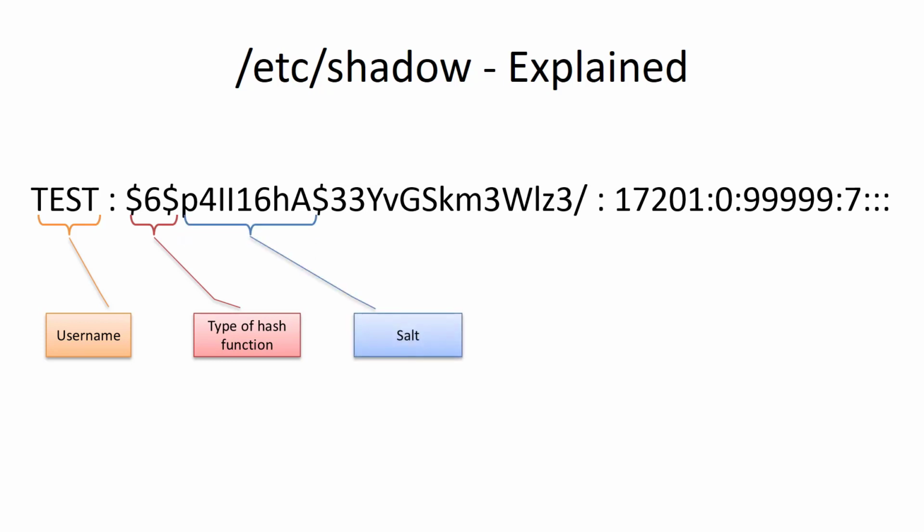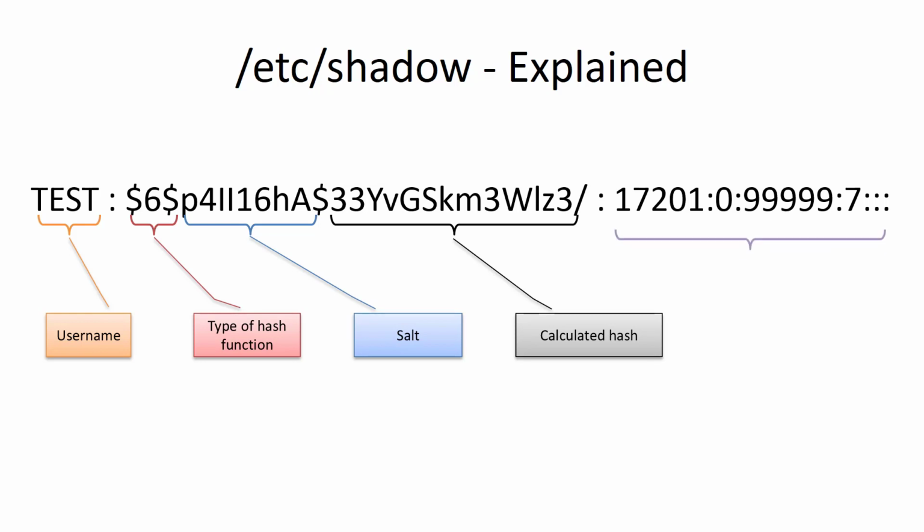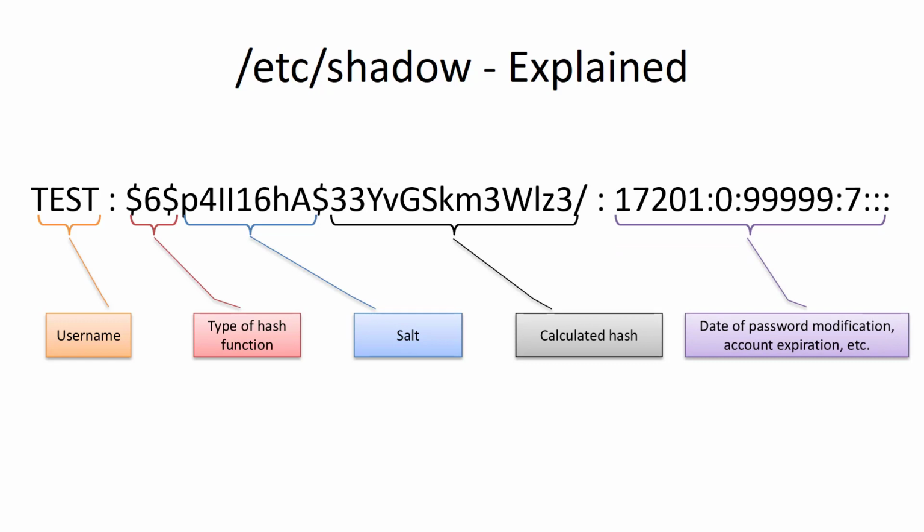The second part represents salt. As I mentioned before, it is used to strengthen the password against dictionary and rainbow table attacks. We will talk about these attacks in one of the next videos. And the third part represents the calculated hash. The $ sign between salt and hash is used as a delimiter. And the last parameter provides additional information about the password. For example, date of last password modification, date of password expiration, and so on.